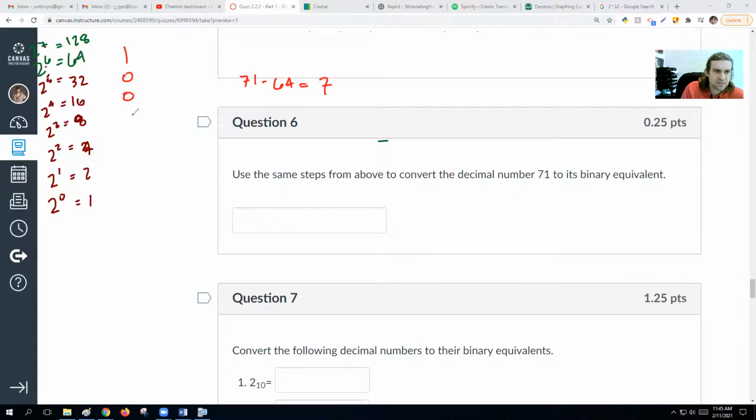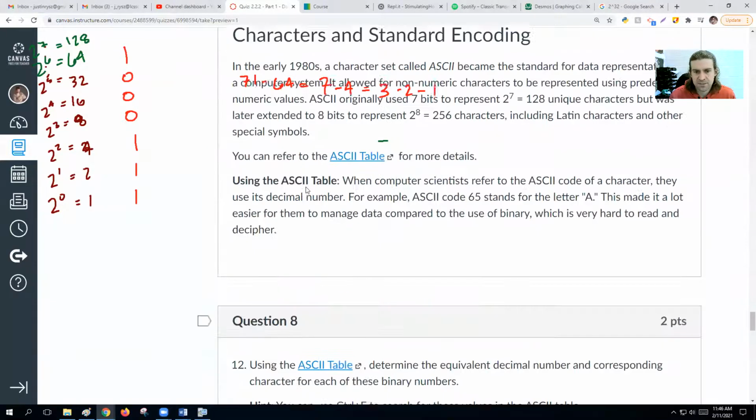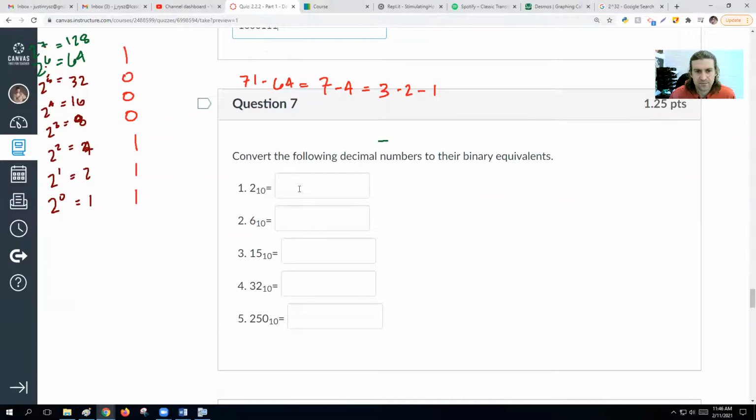We can't give them a 16, can't give them an 8, but we could give them a 4, right? So we could subtract 4 from that. Okay, there's a 3. All right, can we give them a 2? Yep, we can. So we can subtract 2. We've got 1 left over. We can give them a 1. So the binary number of 71 would be 1000111.